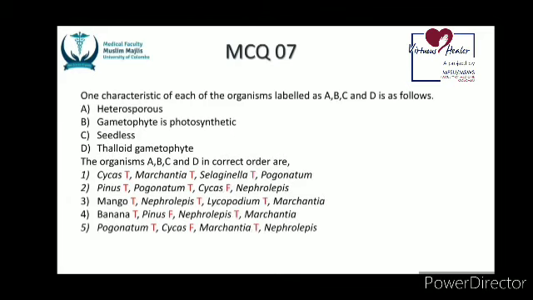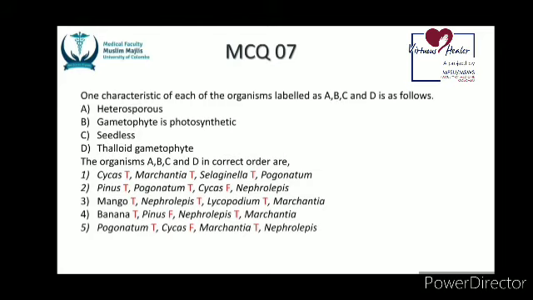The fourth characteristic is thalloid gametophyte. Now, thalloid gametophyte is a gametophyte where the body is not differentiated into stem, roots and leaves. Usually, thalloid bodies are present in non-vascular plants because they are the most primitive plants like liverworts and mosses.